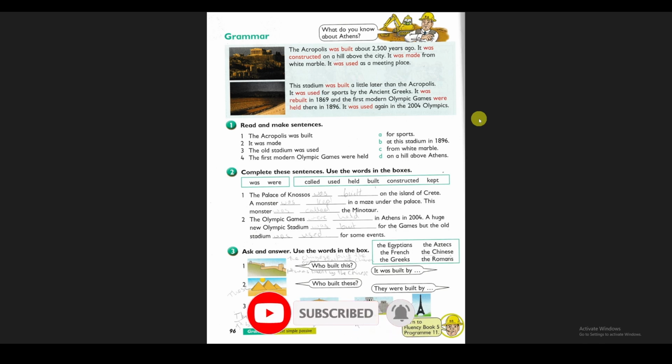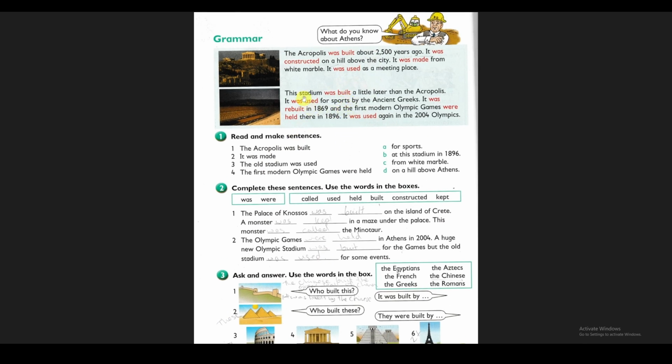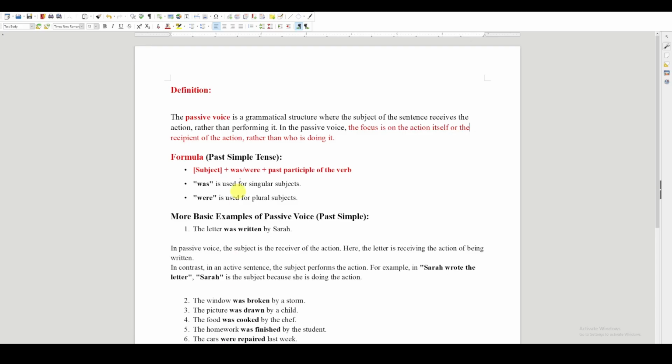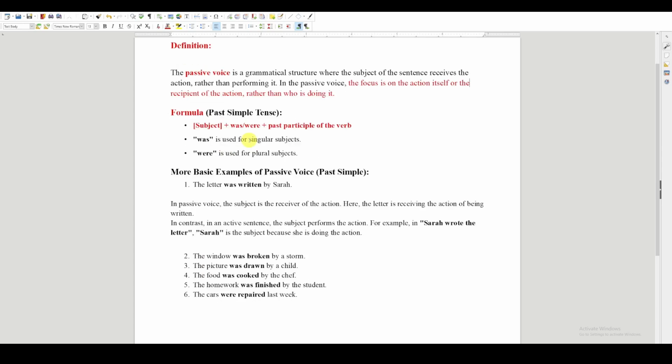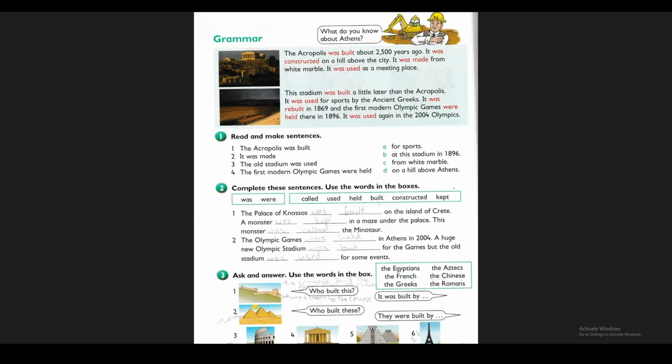Hello, this is Mr. Mohammed Rajab, and today we will be discussing and explaining a new grammar rule, and that would be the passive voice. We will be opening page 96, and that's unit 11. First, we will be giving this a good read, just like always. We will emphasize the words written in red, and once we're done with that, we will switch to the definition, the formula, and we will be providing some examples as well. Okay, let's dive right in.